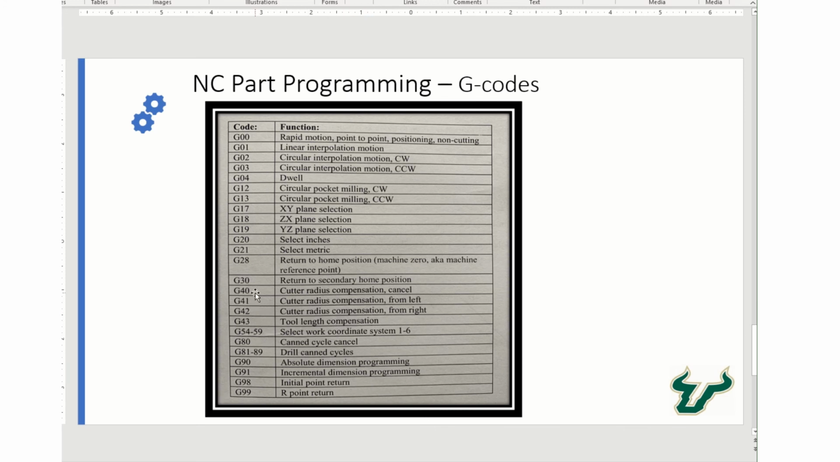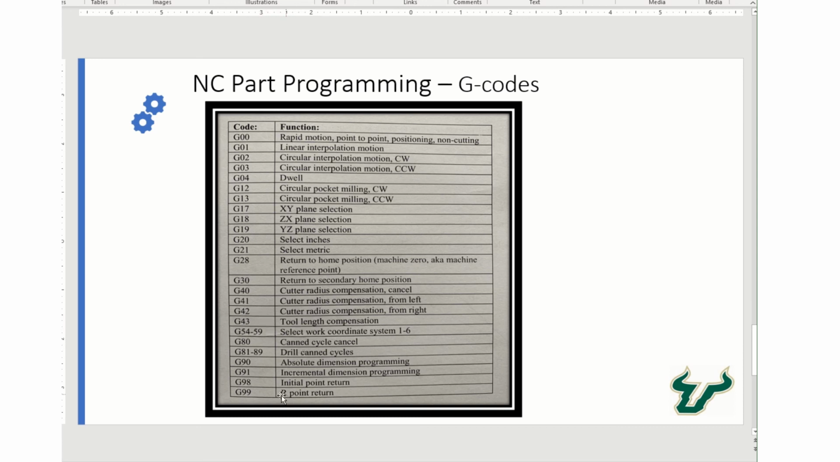Then G40, 41 and 42 are basically the cutter radius compensations, either from the left or the right, for 41 and 42. And G43 is the tool length compensation. All the tools come in different lengths, and so you need to do a tool length compensation. So this also we're going to take a look at in the next video.